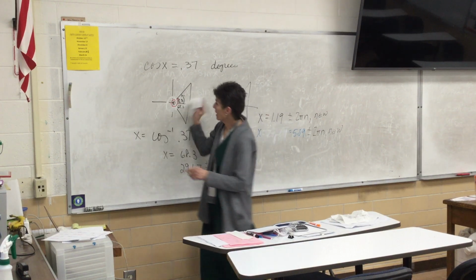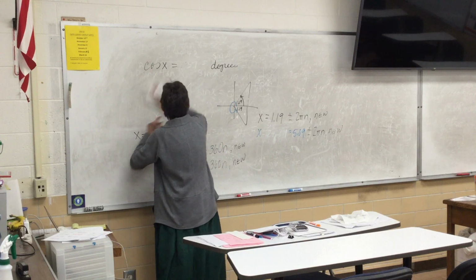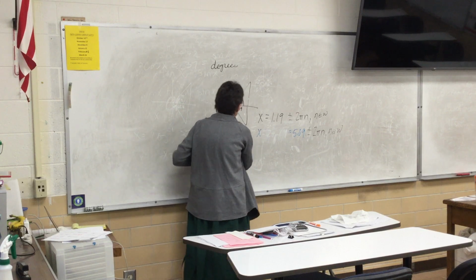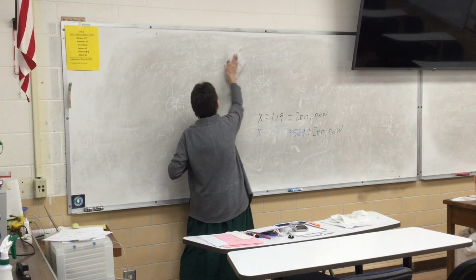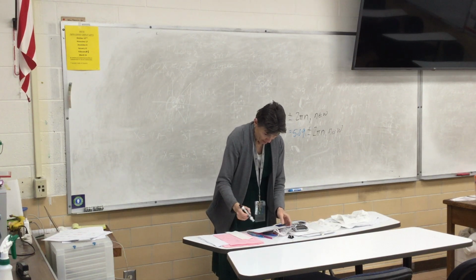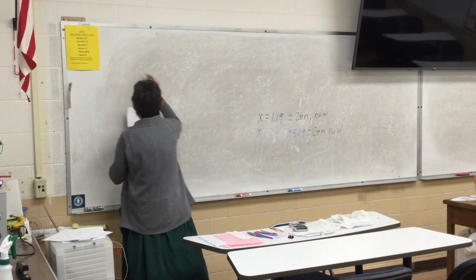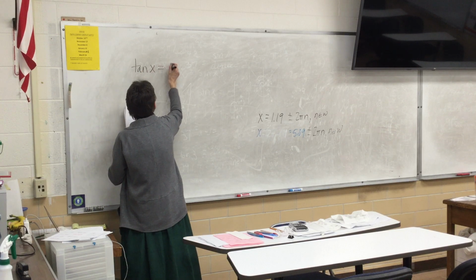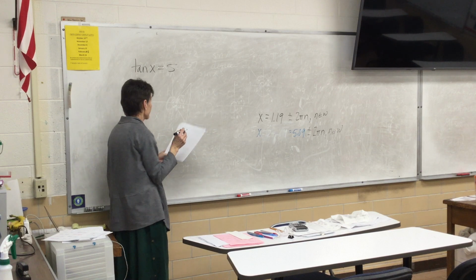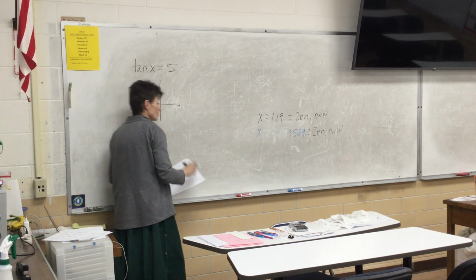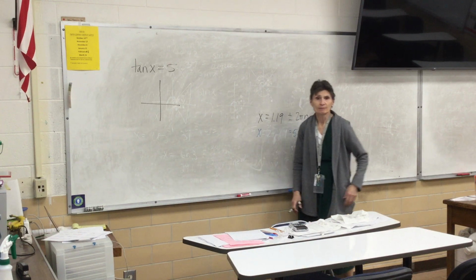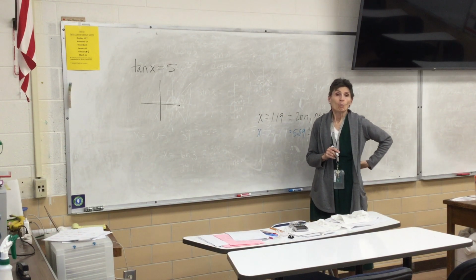All right, hopefully your mind's not totally blown, because we got another one to do. Same directions, we're going to do it in degrees and radians. So here we go. Tan x equals 5. All right, so the first thing I want you to do is figure out where the tangent is positive. That's a positive 5. Where is it positive?